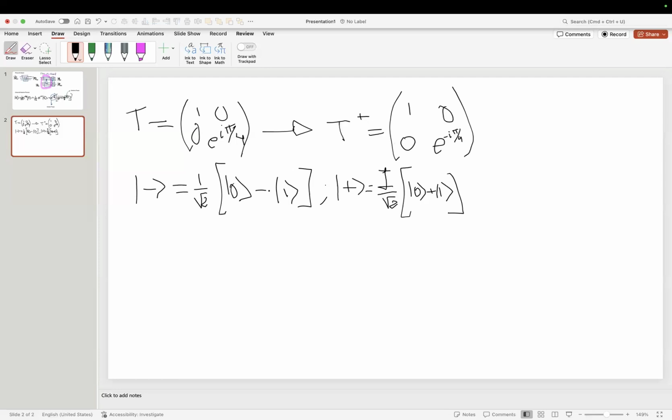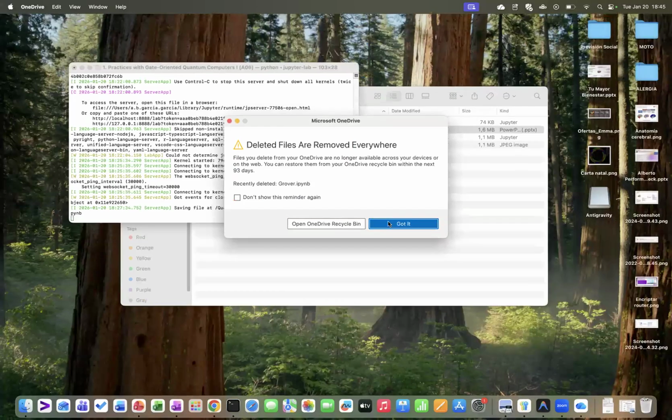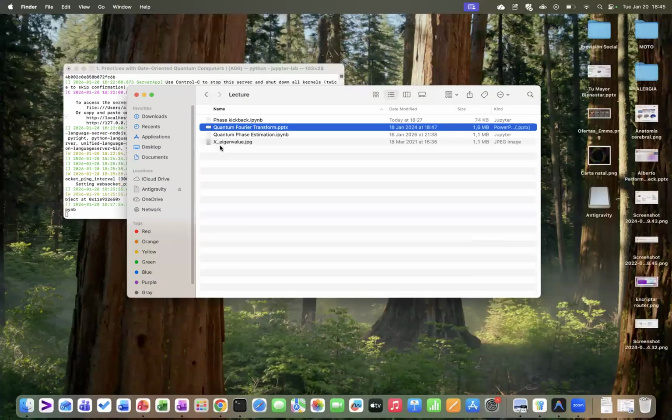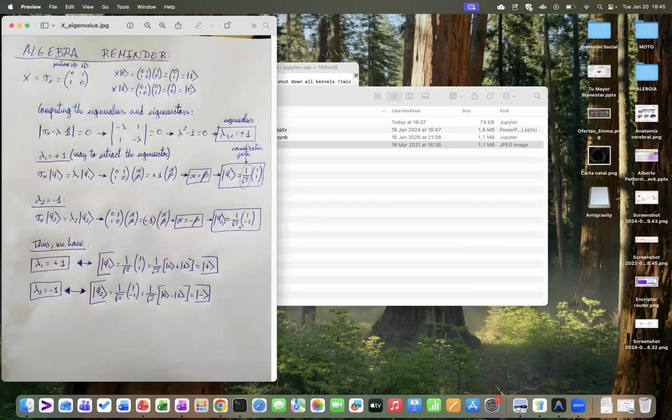I wouldn't state where we need to put minus and where we need to put plus. It really depends on what you want to do. In this specific case, here we have a minus because these are the eigenvectors of the X Pauli matrix.